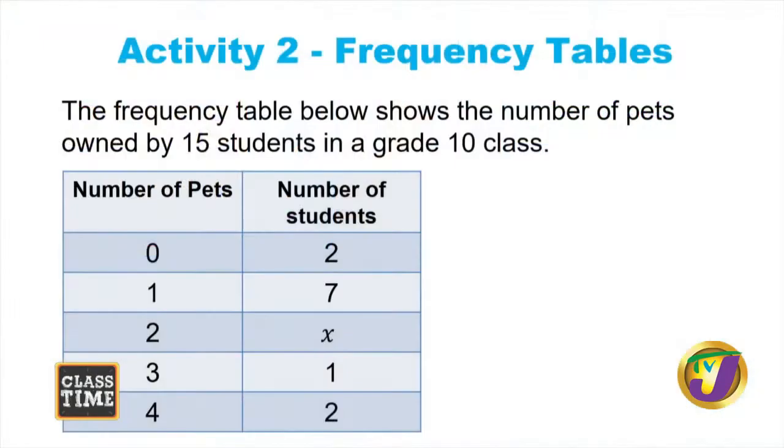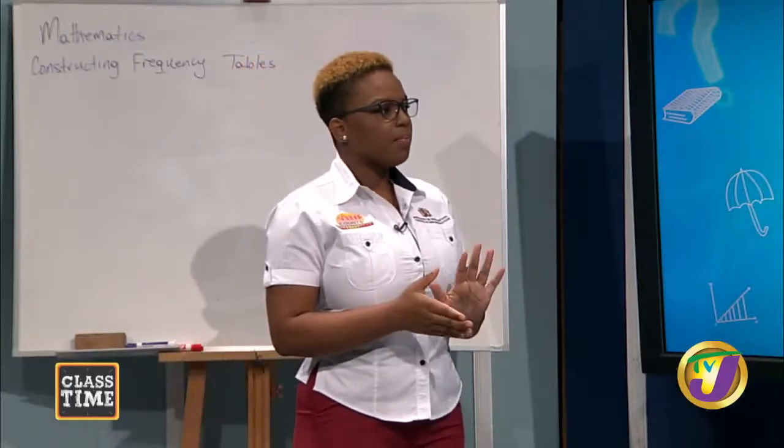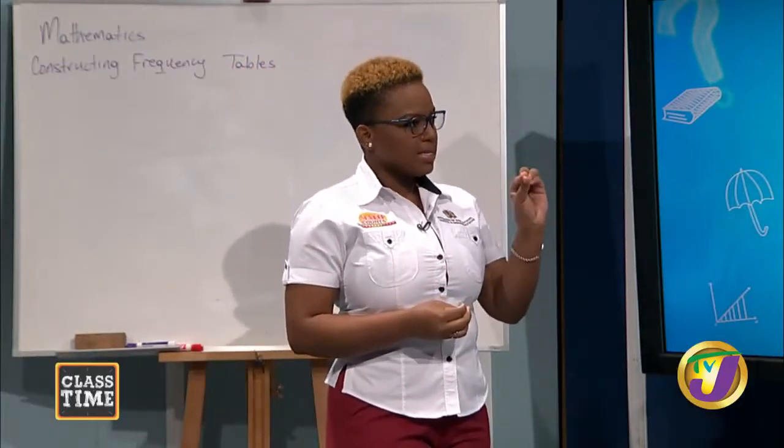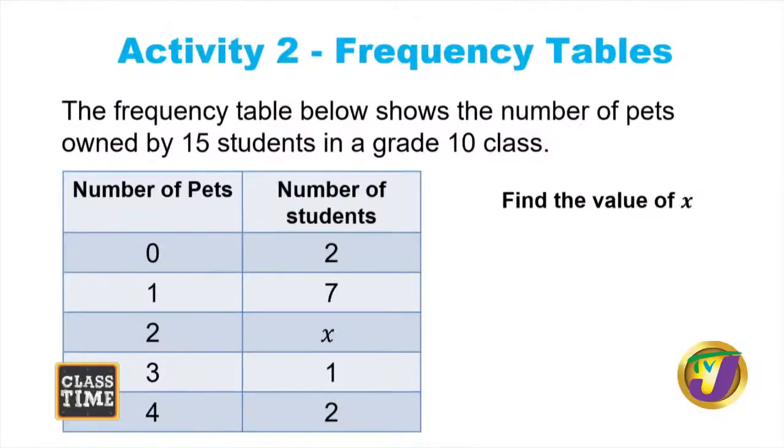Now, the frequency table here on screen shows the number of pets owned by 15 students in a grade 10 class. The table is up, and your duty now is to find the value of X. Yes, my duty is to find the value of X. Not a problem. From looking at this, and the fact that you said to remember the total from last time, I know that all the numbers of students must sum to 15. So when I have completed my frequency table, all the numbers of students should sum to 15.